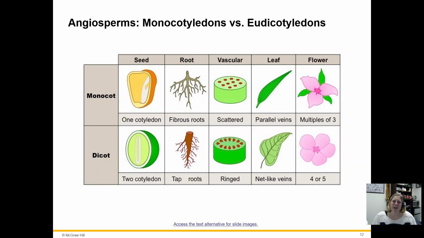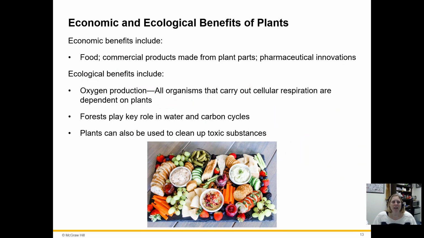Last but not least, we have to talk about the economic and ecological benefit of plants, which we've already done throughout this entire thing, okay? Plants are hugely important for us as humans. One, for food, okay? I love this charcuterie board. It's not even got meat on it, and I'm here for it, okay? We've got all of the breads, right? If you like breads, if you like grains, if you like cereals, if you like pickles or fruits or vegetables.